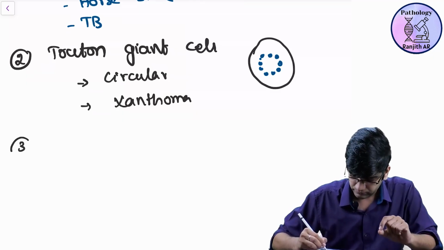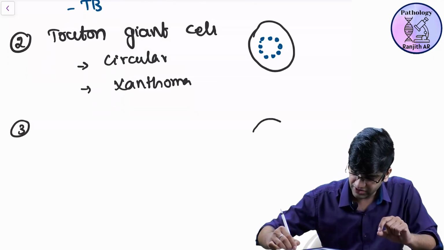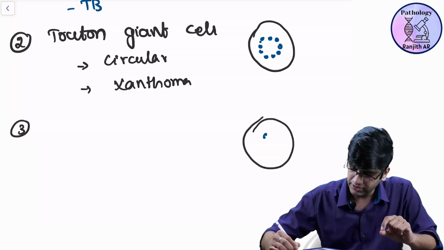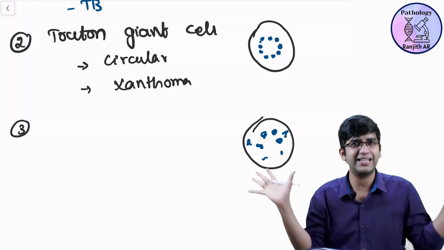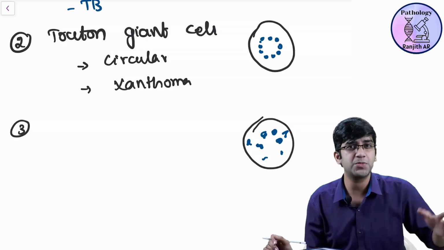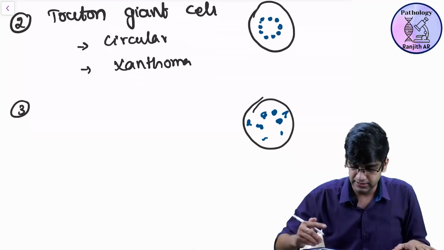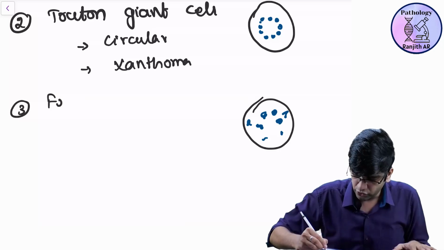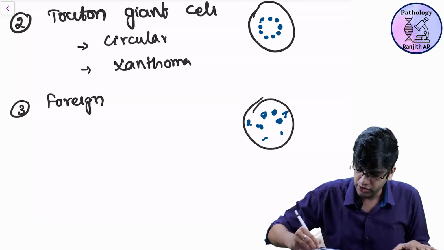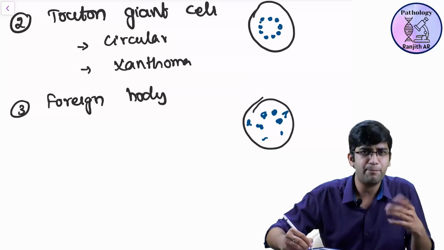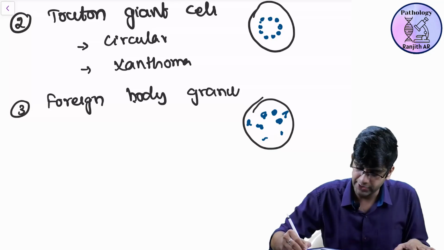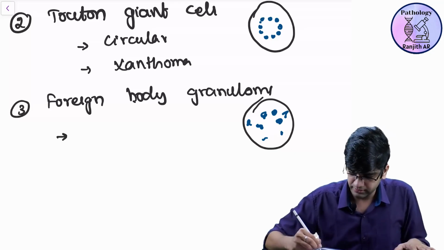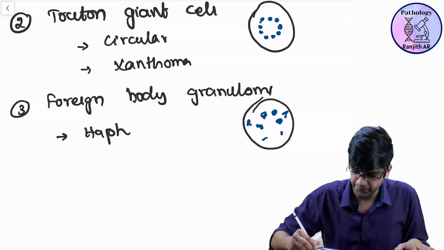Third, when I have a giant cell and I don't see any specific arrangement, very randomly located, a haphazard arrangement of nuclei with no particular pattern, I'm going to think of a foreign body giant cell. A foreign body giant cell will have no pattern of arrangement. Fine? Foreign body giant cell or a foreign body granuloma.